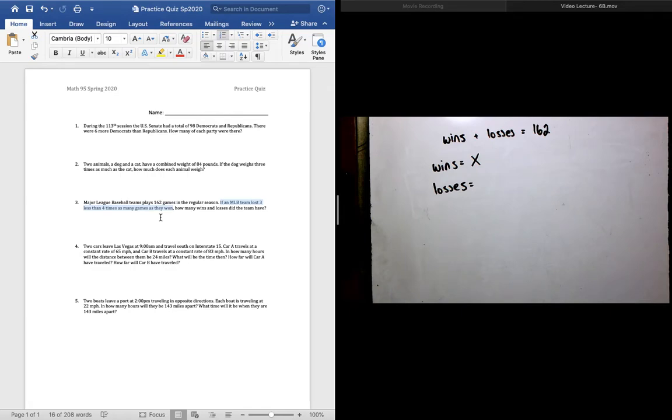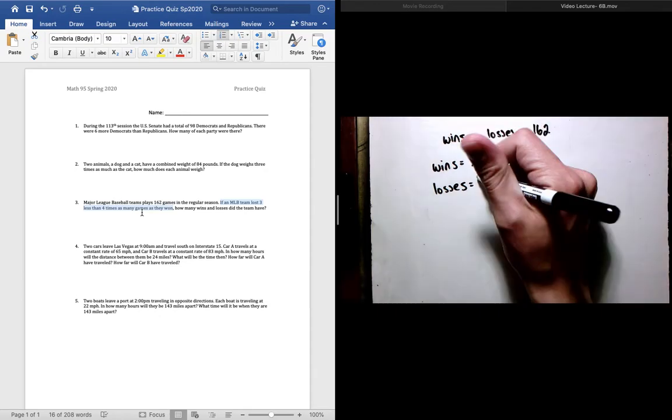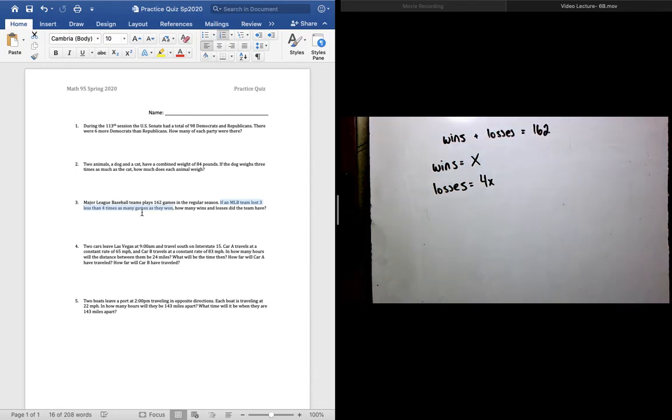So it said an MLB team lost 3 less than, which means to subtract 3 from a value, 3 less than 4 times as many games as they won. So for the losses, 4 times a value is going to be our 4x. And 3 less than, remember we know to always put the subtraction on the end, right? So this is going to be minus 3. Going back to just make sure it looks good: an MLB team lost, so this is the description for lost, 3 less than 4 times as many games as they won. Cool. Now we can take these two expressions, we plug them in, we solve for x.